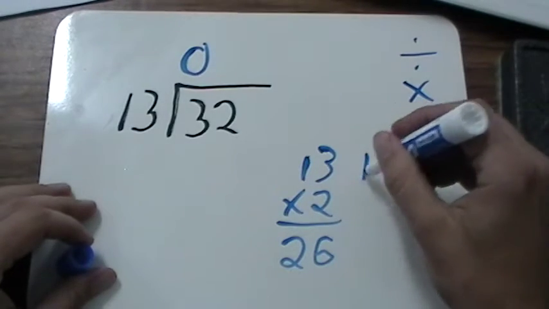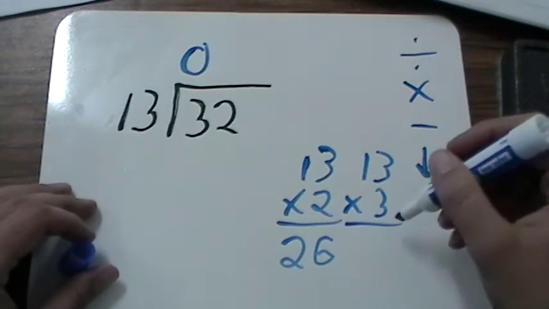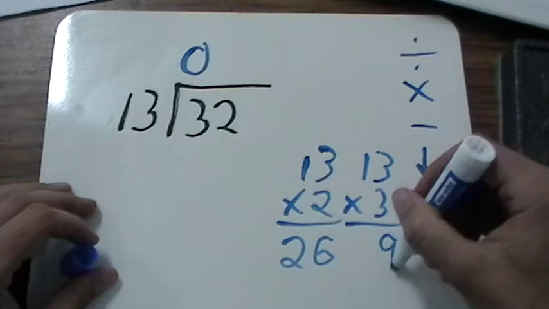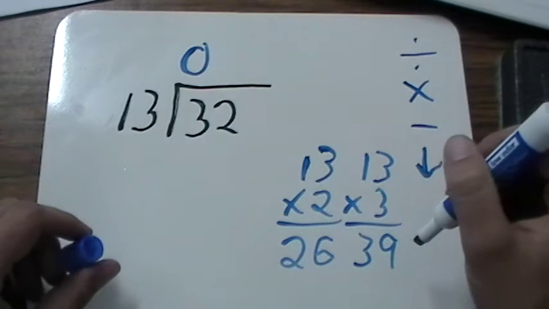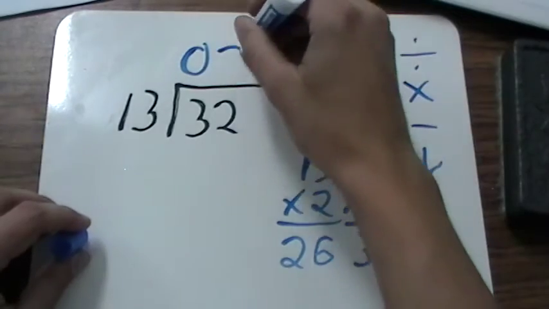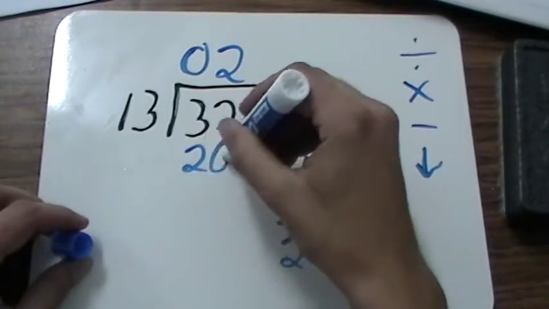Let's see if it'll fit in there 3 times. 13 times 3. 3 times 3 is 9. 3 times 1 is 3, 39. Up, too big, pop, pop. So it's going to be 2 times. 2 times 13 is 26.